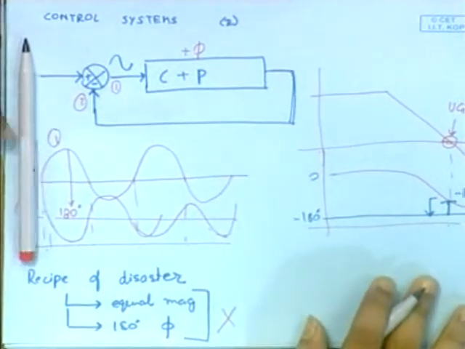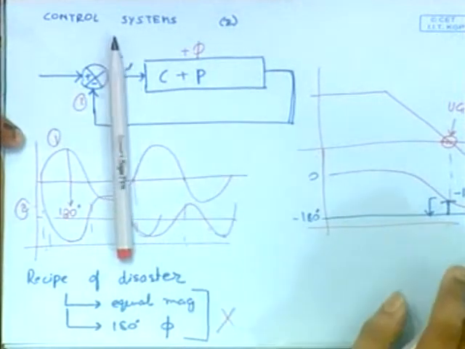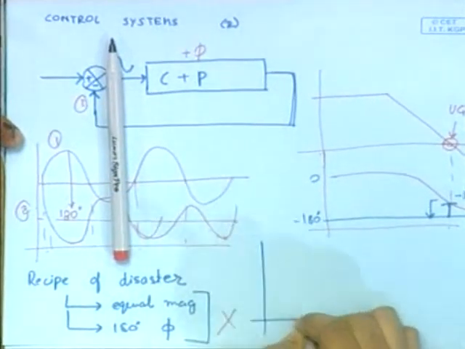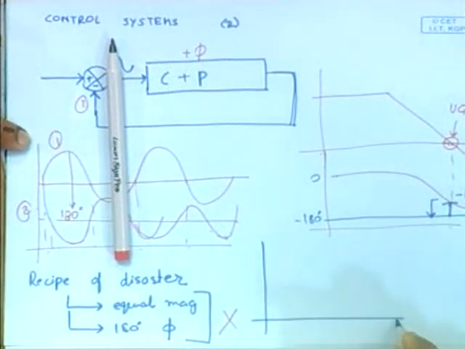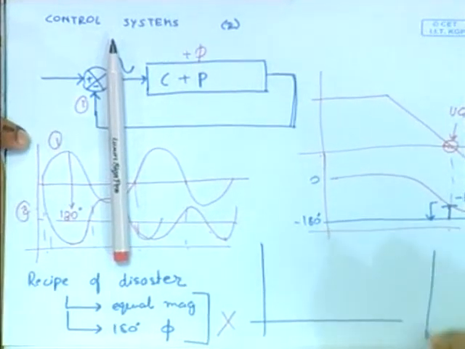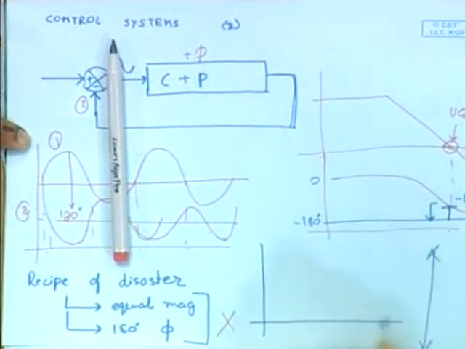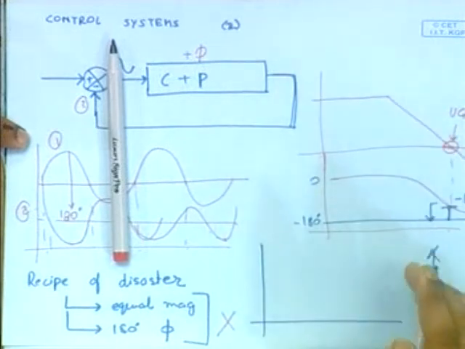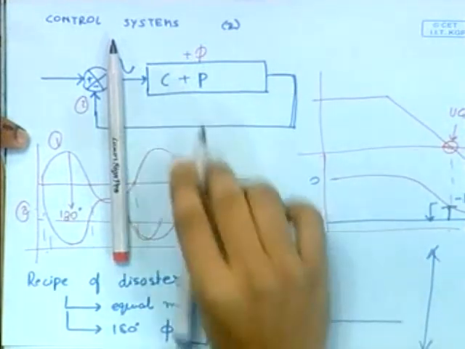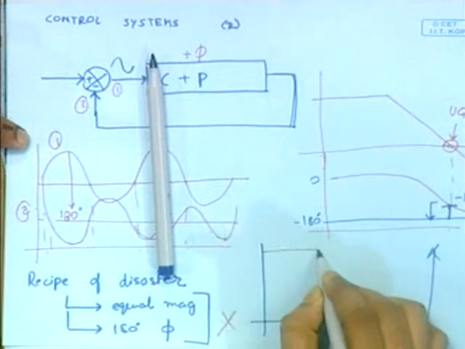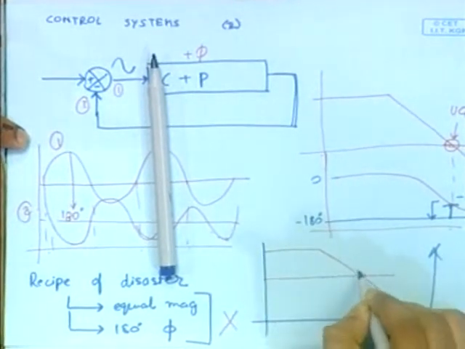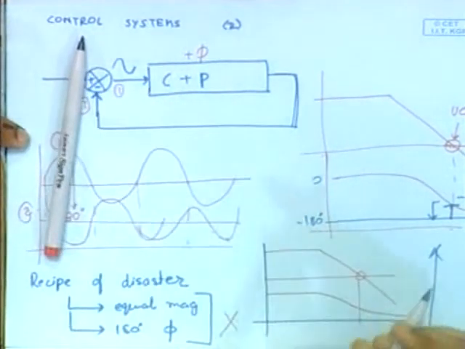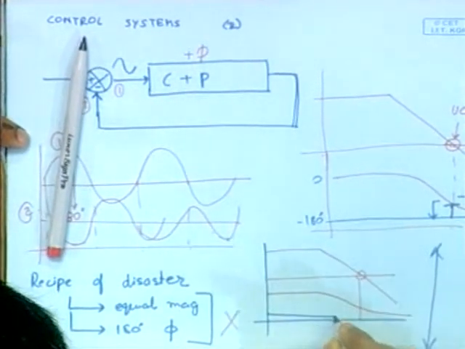So is it stable? Oh, it has gone outside. This should not have actually. I'll write again here. Just ignore this arrow. I have marked the margin by this. Okay, so this is the UGB, and suppose this is the phase. And say this is the 180-degree line.